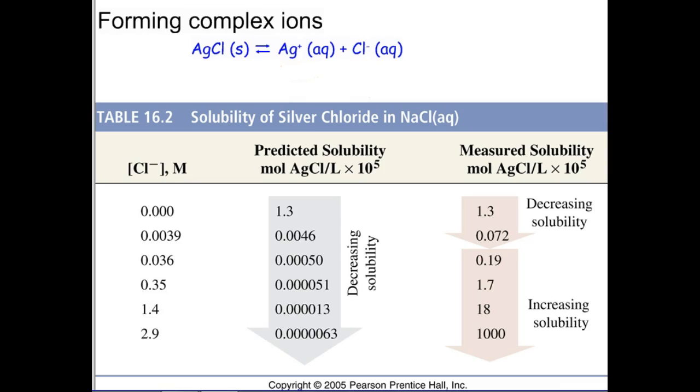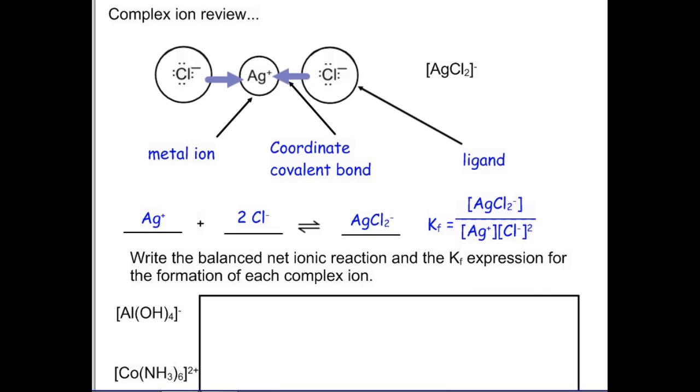And it turns out that at first, that's what happens. But then experimentally, it goes in the other direction. Solubility starts going up and up and up. So something else must be happening. And what's happening is the formation of a complex ion. So when free silver ions react with chloride to form this complex ion, they have what we call a KF. F for formation, and KF is for the formation of a complex ion.